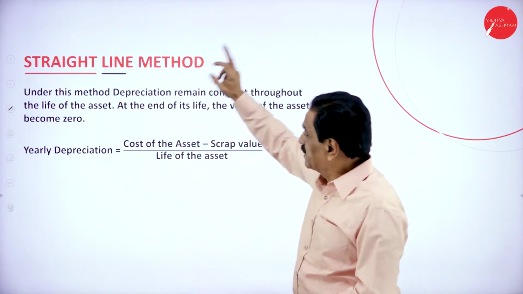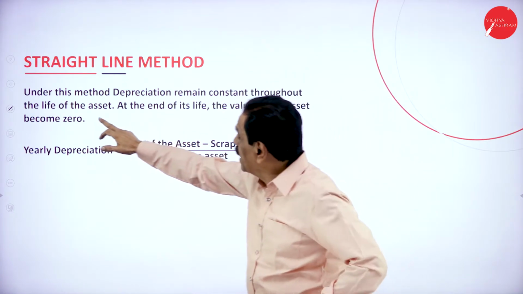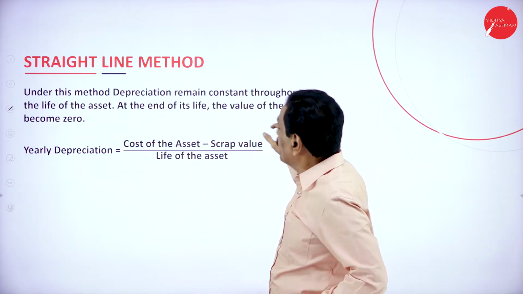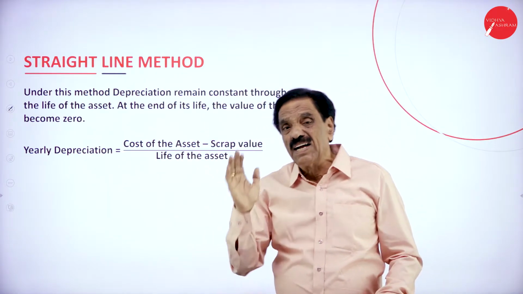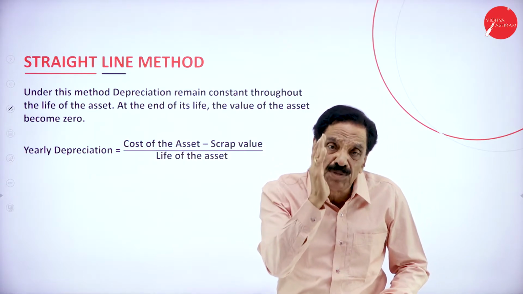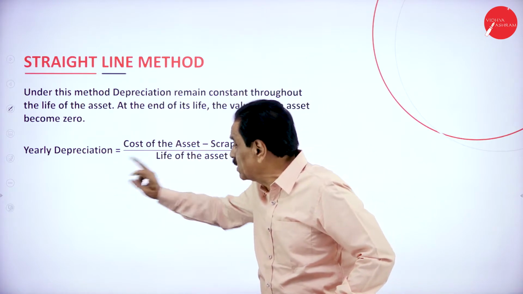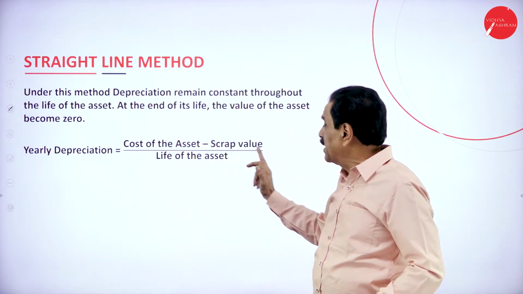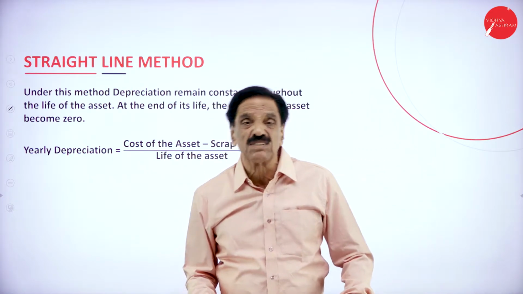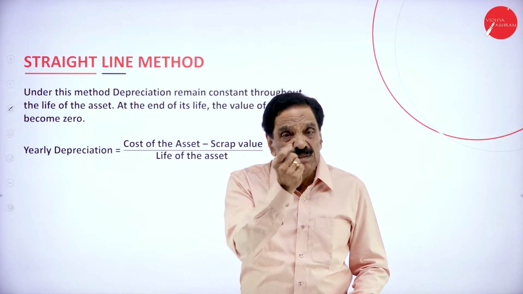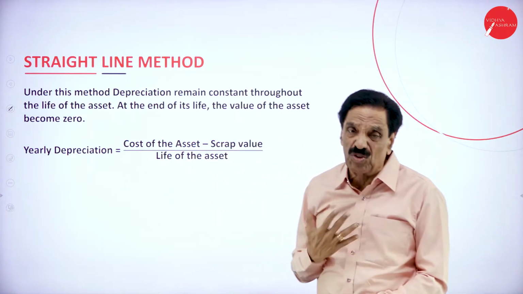Under the straight line method, depreciation remains constant throughout the life of the asset. At the end of its life, the value of the asset becomes zero. Then the common formula we apply: depreciation is equal to cost of the asset minus scrap value, meaning realization value, divided by life of the asset. This is the common formula you are going to use.